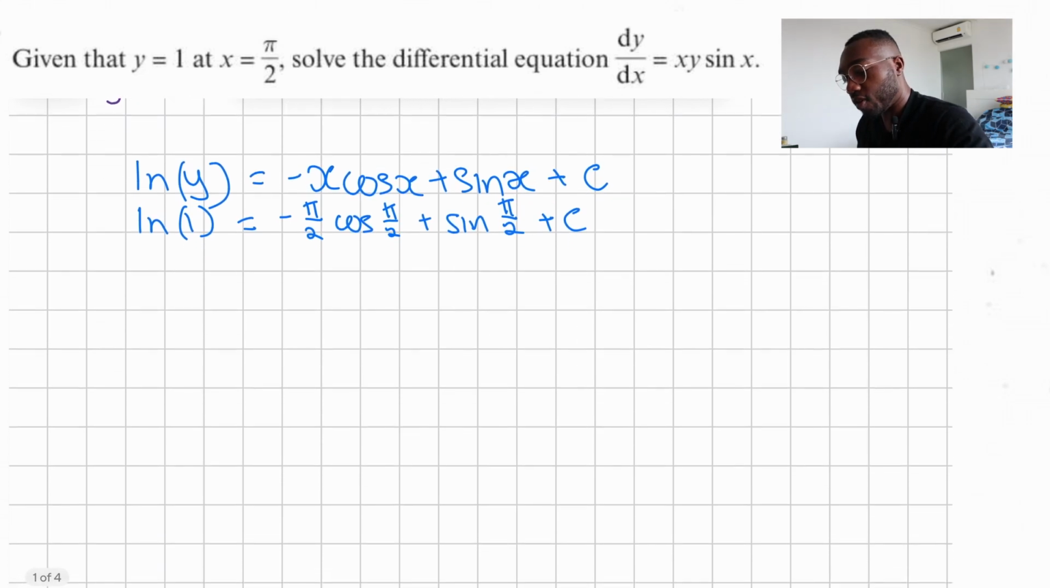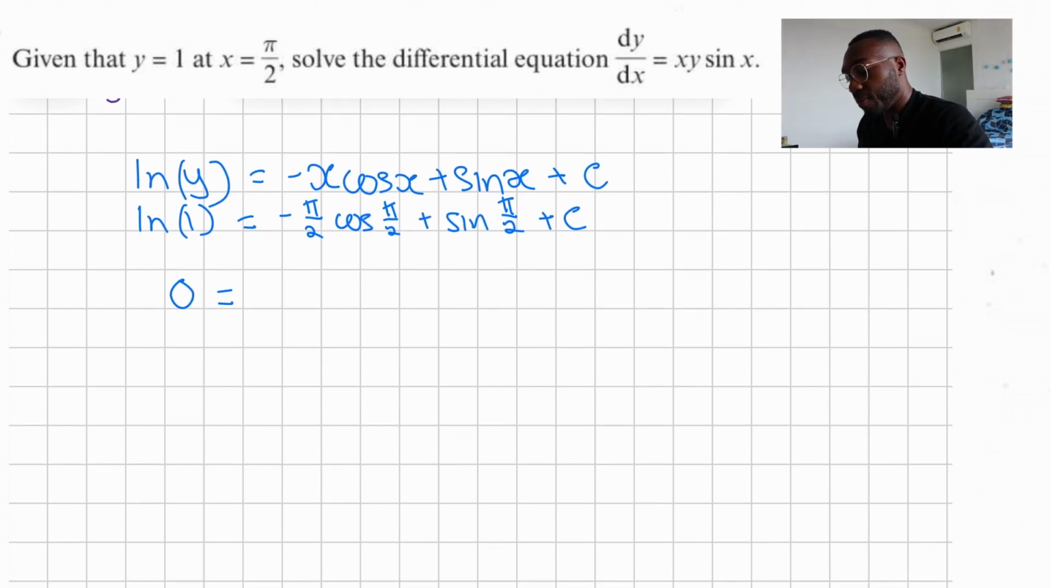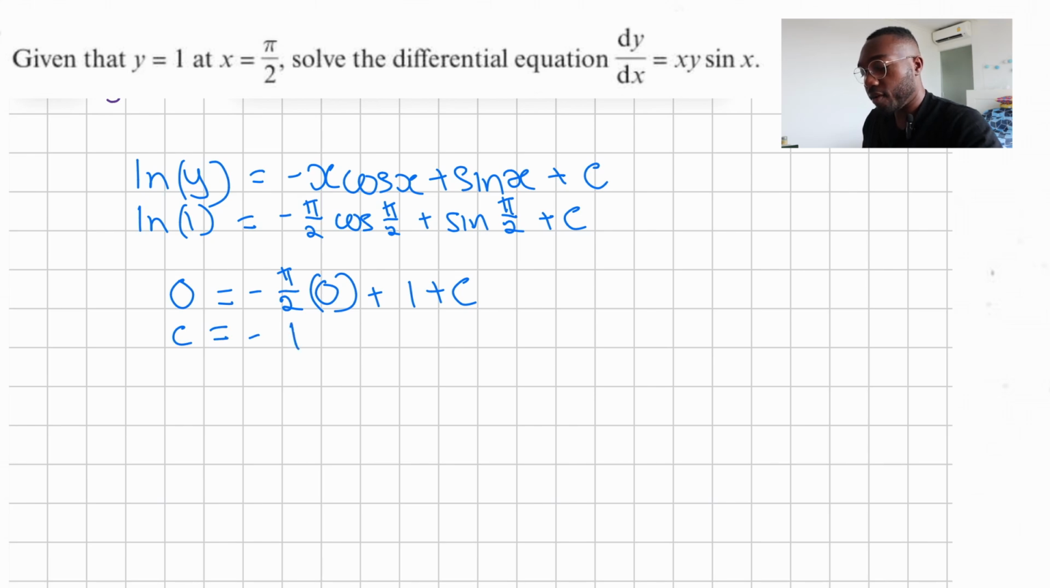Now ln 1 is just 0, so we get a 0 here. Then we get minus pi over 2 times cos pi over 2, same as cos 90, which is 0. Sine pi over 2 is the same as sine 90, which is 1, and then plus the c. So therefore, if we work out c, we would just get minus 1. And therefore, we're actually pretty much done.